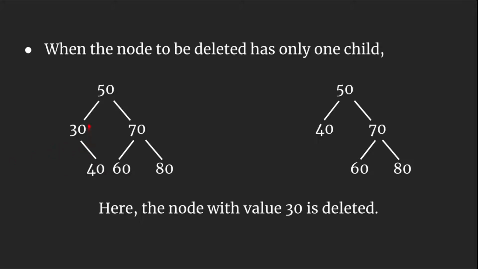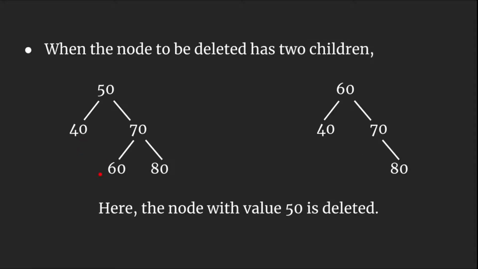That is, if we want to delete 30, which happens to have one child. And the third or the last case is when the node to be deleted has two children. So here is this node which has two children, and it has to be deleted. So these are the three scenarios. Now, depending on these three different scenarios, we have developed three different kinds of algorithms which will be implemented simultaneously in a function.